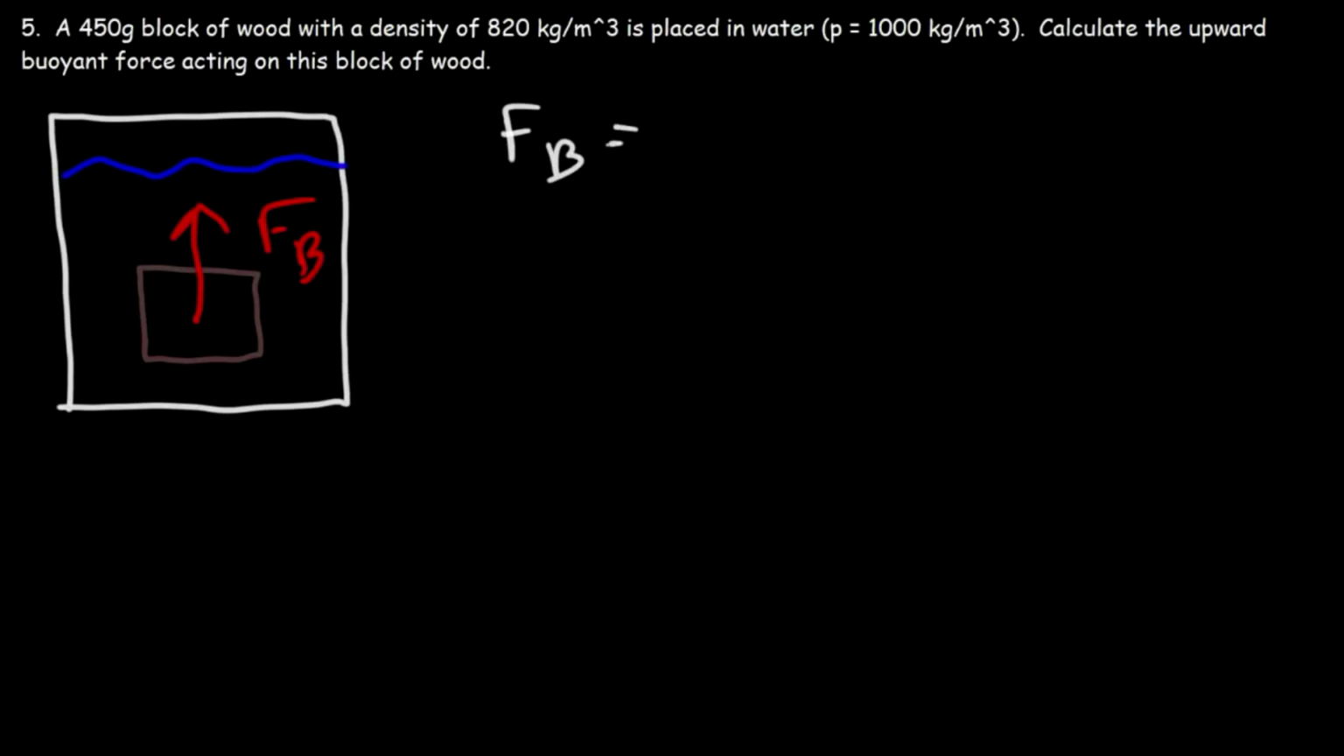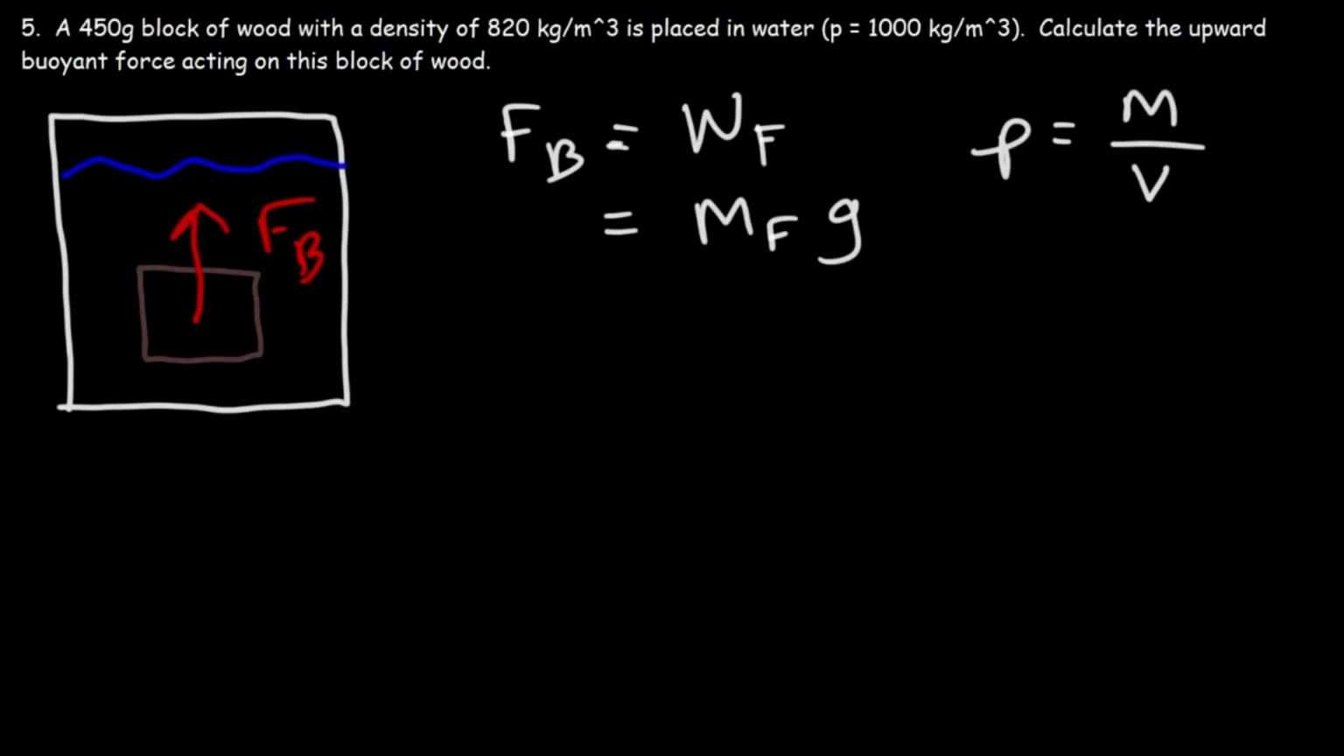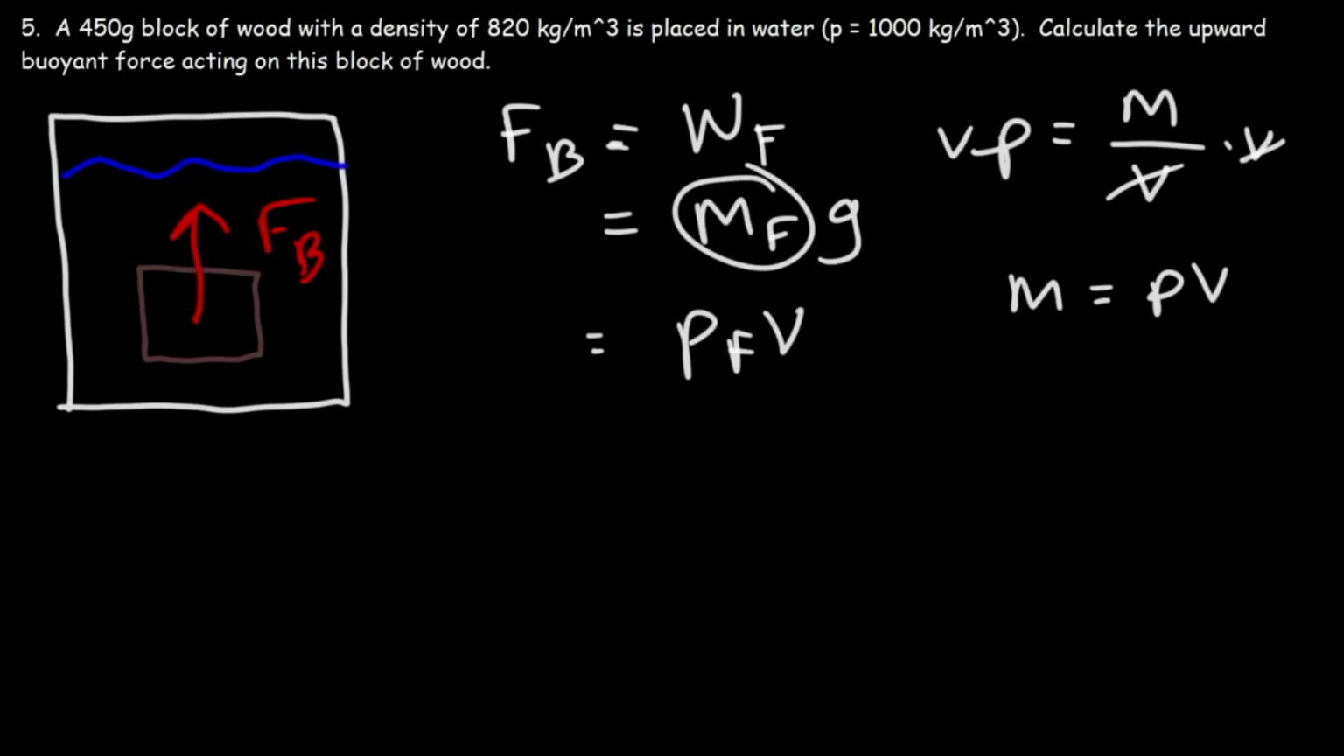So the buoyant force is equal to the weight of the displaced fluid. Now, the weight of anything, we know, is mass times gravity. So in this case, the mass of the fluid times g. But how do we calculate the mass of the fluid displaced? We know that density is mass over volume. Multiplying both sides by V, we can see that mass is density times the volume. So we can replace m with the density of the fluid times the volume displaced.